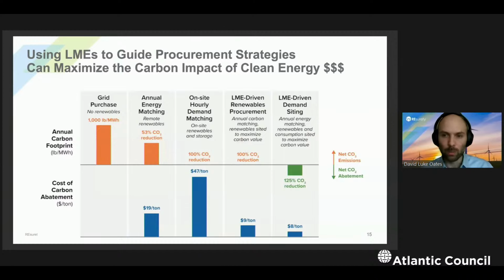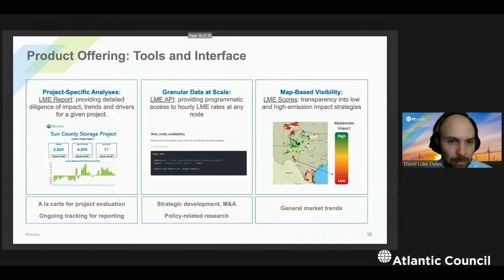And one other strategy that we'll throw out here is what we're calling LME-driven demand siting. So we talked about selecting clean energy based on LMEs, but perhaps this entity could also site its load center in a different location. So the city of Amarillo, for example, is located in the Panhandle, which has, as we've discussed, particularly low LMEs. So consumption in that location has lower carbon impact than consumption in the eastern part of the state. So if this entity were able to shift its load to the north while also selecting clean generation that abates a lot of carbon, they could reduce their carbon footprint by more than 100% at a relatively low cost. All right, next slide.